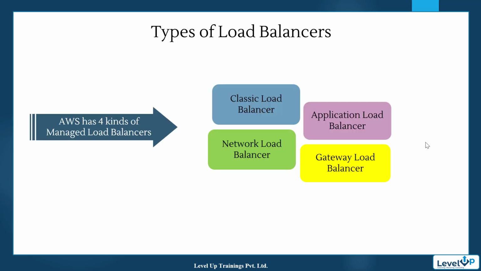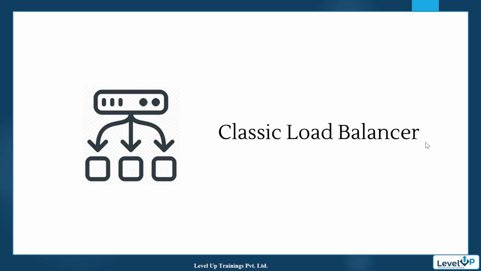Now there are different types of load balancers that AWS offers. One is called the Classic Load Balancer. The second one is called the Application Load Balancer. The third one is called the Network Load Balancer, and then there is the Gateway Load Balancer. These four balance the load in different ways. We will see each one of them, and in which scenario we need to use which kind of load balancer.